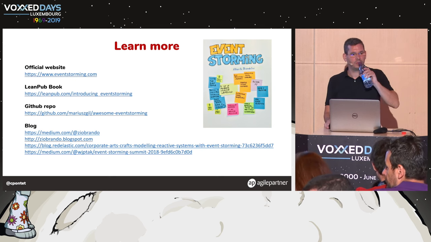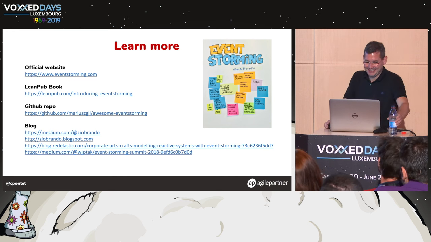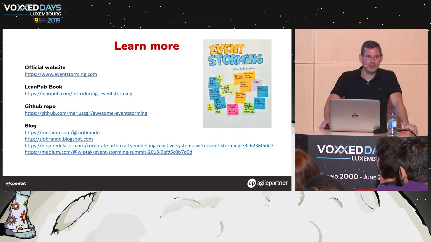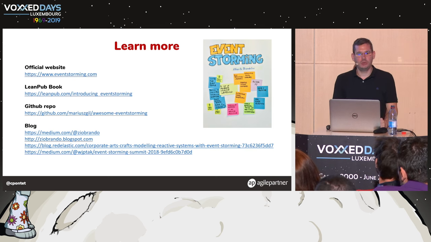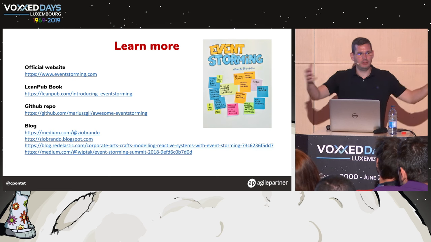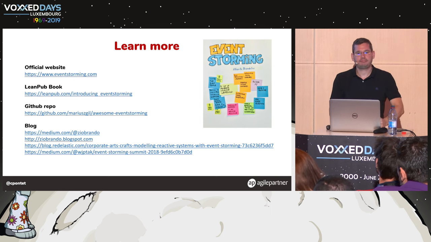Are there tools to store the results? I expected that question. What Alberto says is that the end result is actually not the overall goal of EventStorming. It's the discussions that are happening. So usually what you can do is take this large piece of paper and just stick it somewhere. If you really want to, you can use online whiteboards and stuff like that to document.